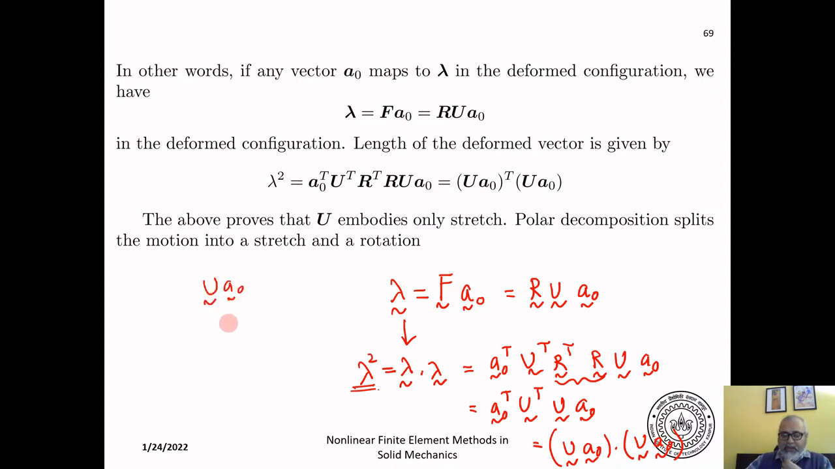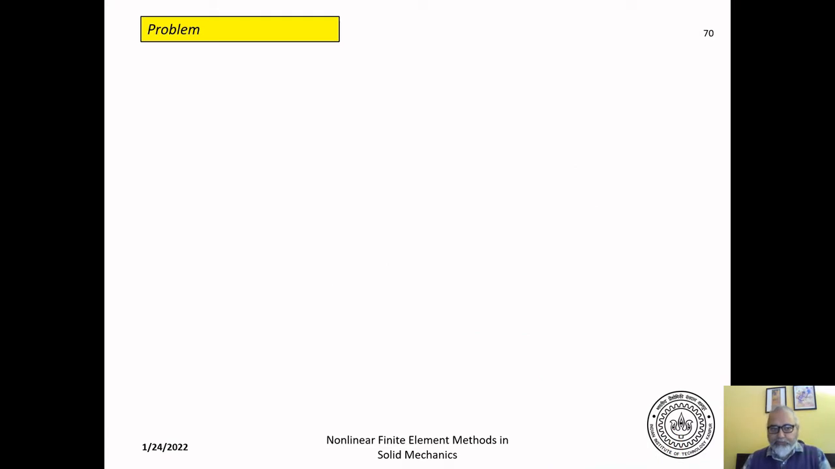So if you want to find out its length, you don't need the R matrix at all. You can find out the squared length or the length by just using the stretch tensor. Similarly, similar results can be proved for V, which we are not proving here. Let's see a problem where this will become clearer.